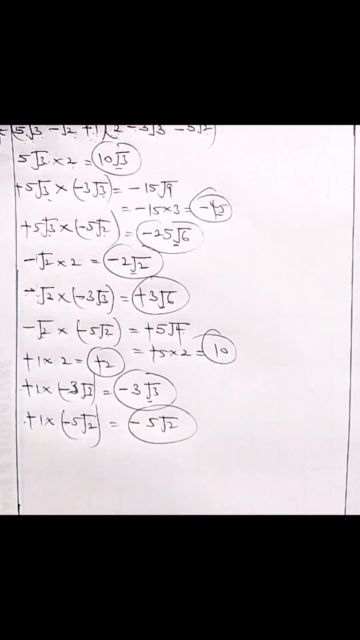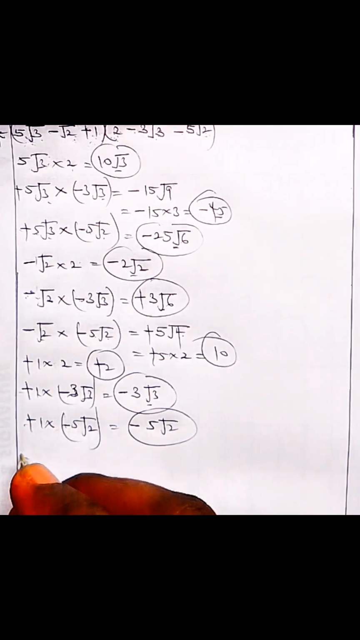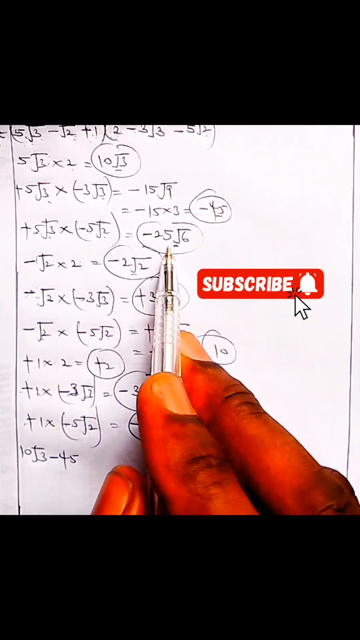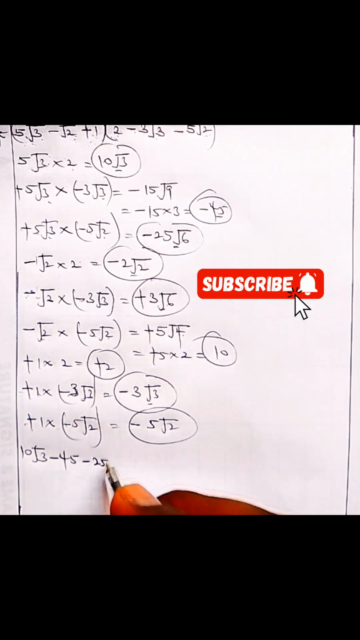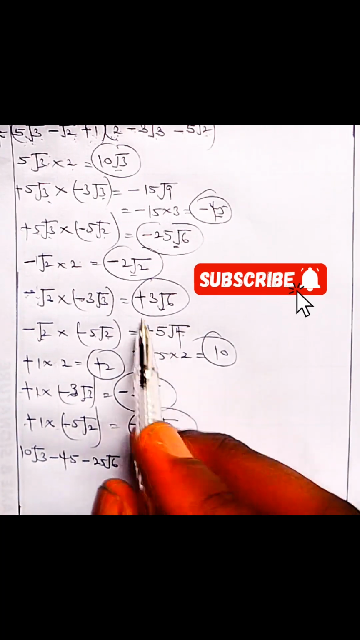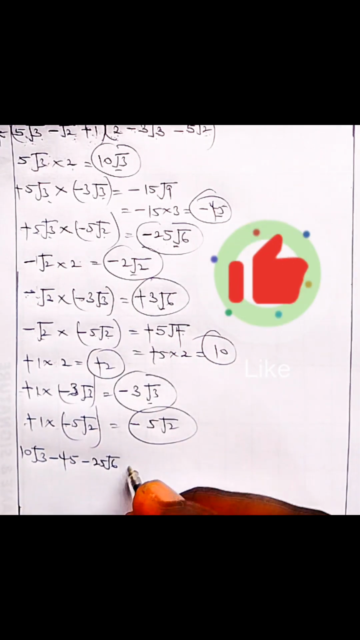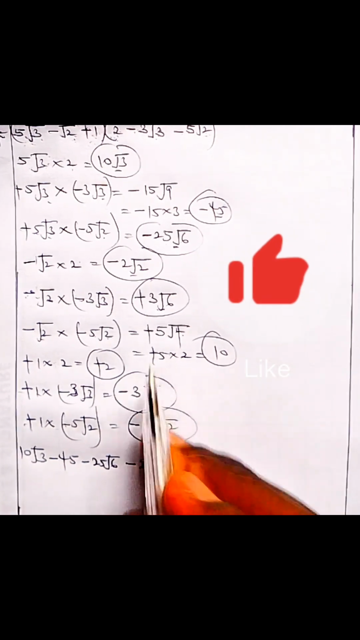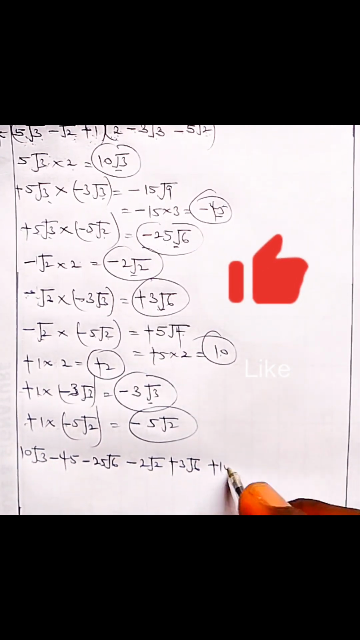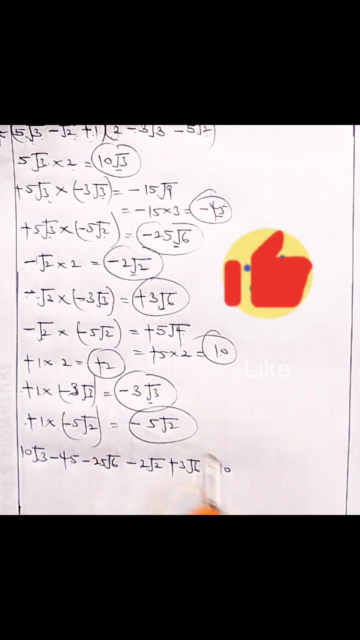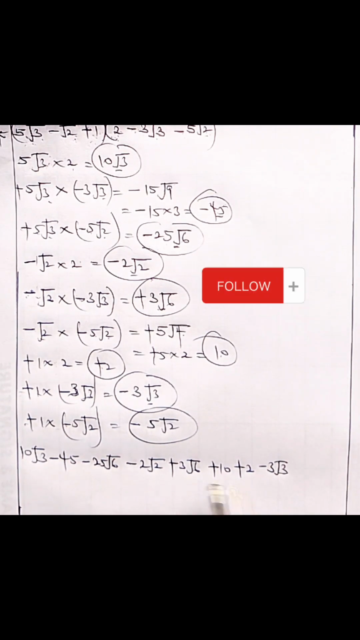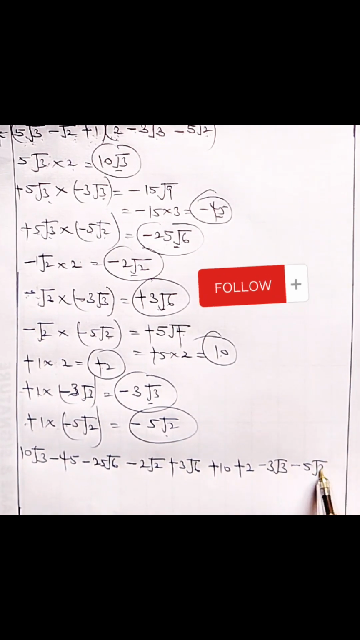We've broken them down. So the next thing you're going to do is to bring them all together. So the first we have is 10 root 3. And after that, the next we have is minus 45. And after that, the next we have is minus 25 root 6. So that's that for the first set. After that, let's go to the second set, minus 2 root 2. Then the next, plus 3 root 6. So the next one is plus 10. So we're done with that. So the very last set, this is plus 2. After that, minus 3 root 3. Then the very last one, minus 5 root 2.